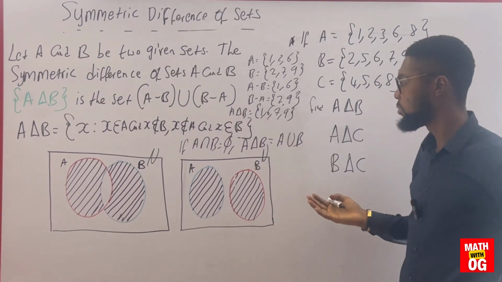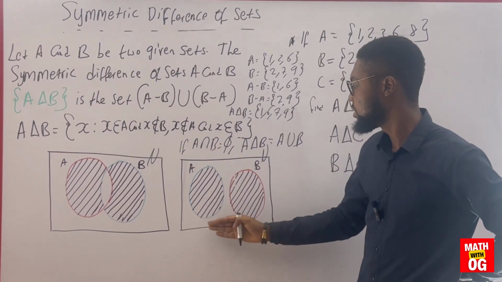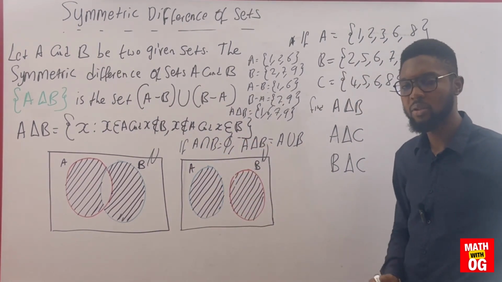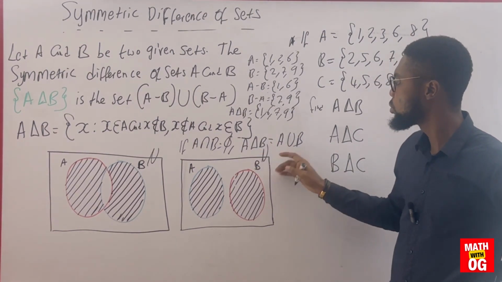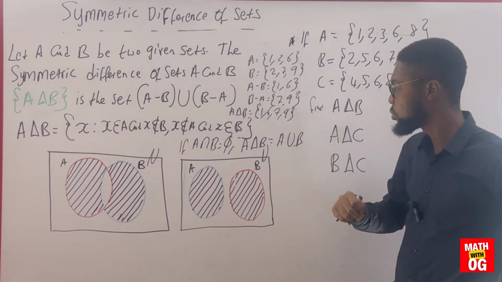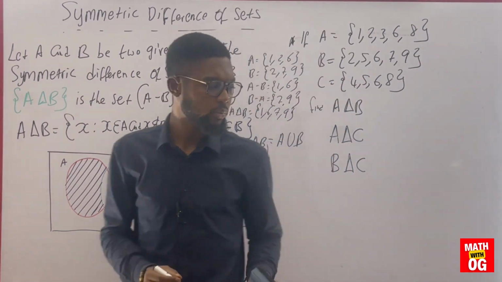We can go back to our previous video when we did the union of disjoint sets. We found that we shaded everything in A and also everything in B. So the symmetric difference of two sets can only be equal to the union of those same two sets if they are disjoint sets.